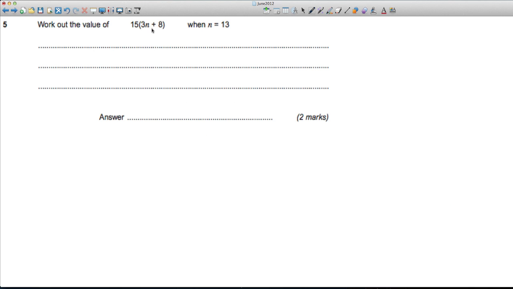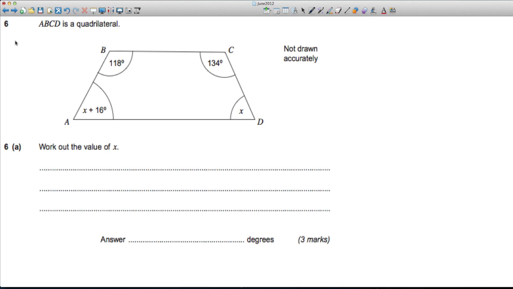Okay, question 5. Work out the value of this when n is 13. Let's substitute in 15, okay, and then 3, and then brackets 13 plus 8. Okay, a simple substitution game. Let's do 3 times 13, which is 39, plus the 8, which is 47, times 15, and this would be 705. It's an unbelievably easy question here. 705. Get those 2 marks. There's no excuse for not.